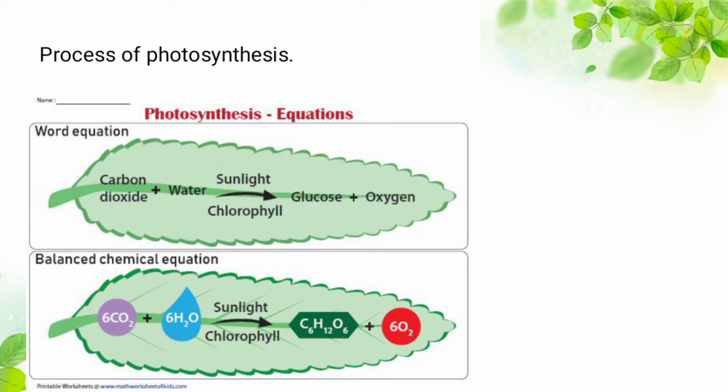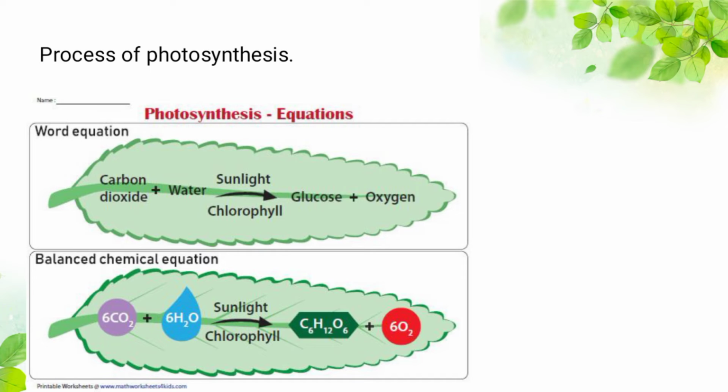You can see an arrow mark there. So in the presence of sunlight and chlorophyll, they form glucose. Glucose is nothing but the food prepared by the plants, plus oxygen. So oxygen is given out as a product from the plants. So using the raw materials, that is carbon dioxide, water and minerals, in the presence of sunlight and chlorophyll, plants prepare the food, that is glucose, and give out oxygen.